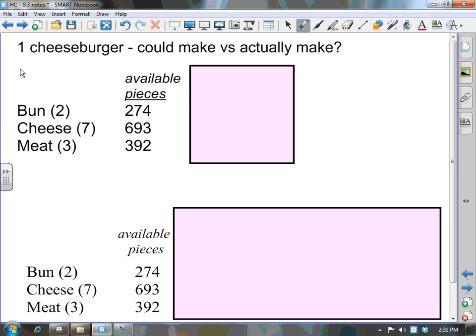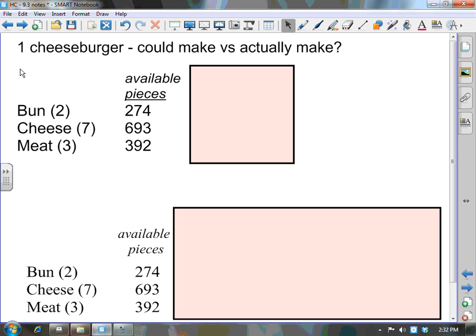All right, so here's an example. Now, depending on when you're watching this, it might be in the morning, lunchtime, dinner time, late at night, might make you hungry. So imagine you're working at whatever hamburger place, McDonald's, Wendy's, Burger King, you name it. And let's say you're taking inventory and you got to make cheeseburgers. How many could you make versus how many do you actually make given your inventory?